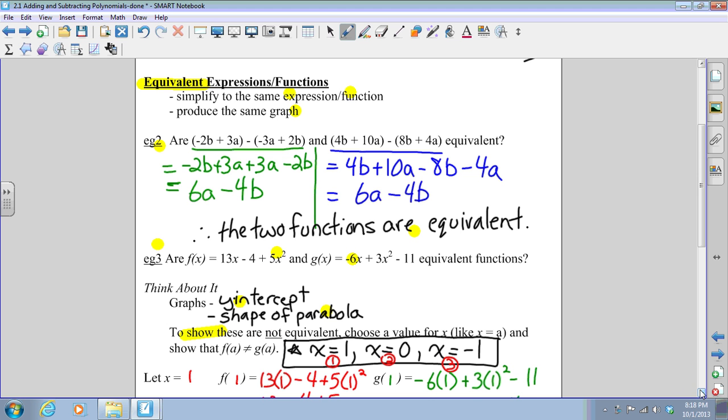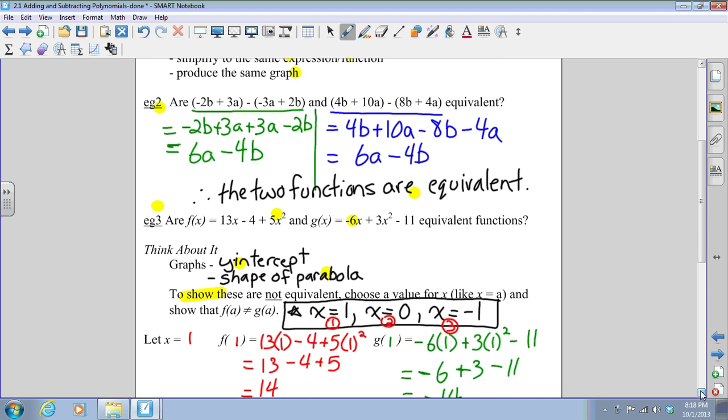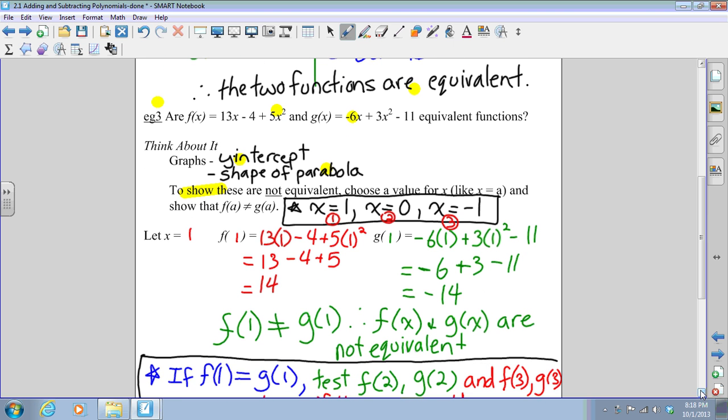Just remember, ladies and gentlemen, if we're dealing with parent functions, x equals 1 is not a good substitution, because we know all parent functions except for the reciprocal ones have a point at (1, 1). So let's take a look at these. We know these quadratics f(x) and g(x) are not parent functions because it's not simple. It's not just x squared. Okay, so let's sub in x equals 1.